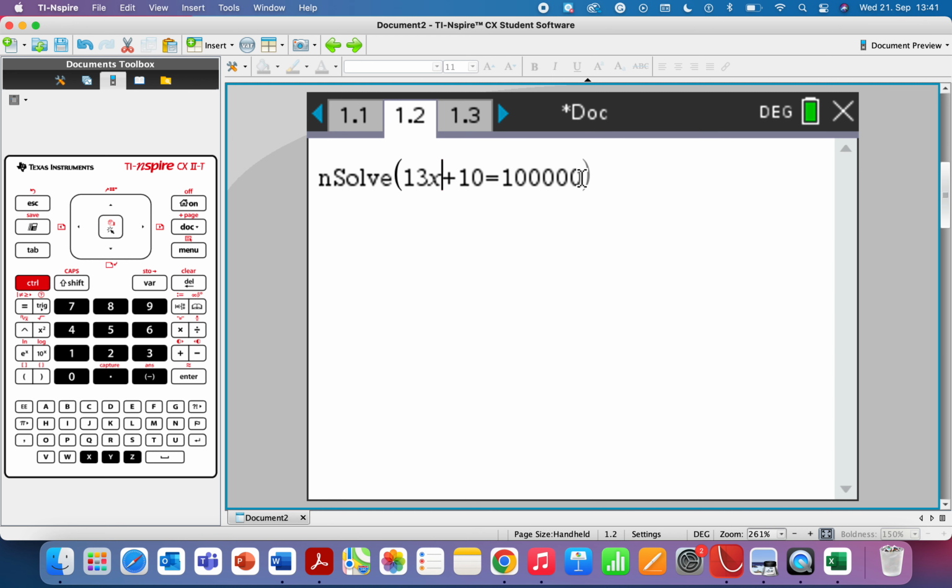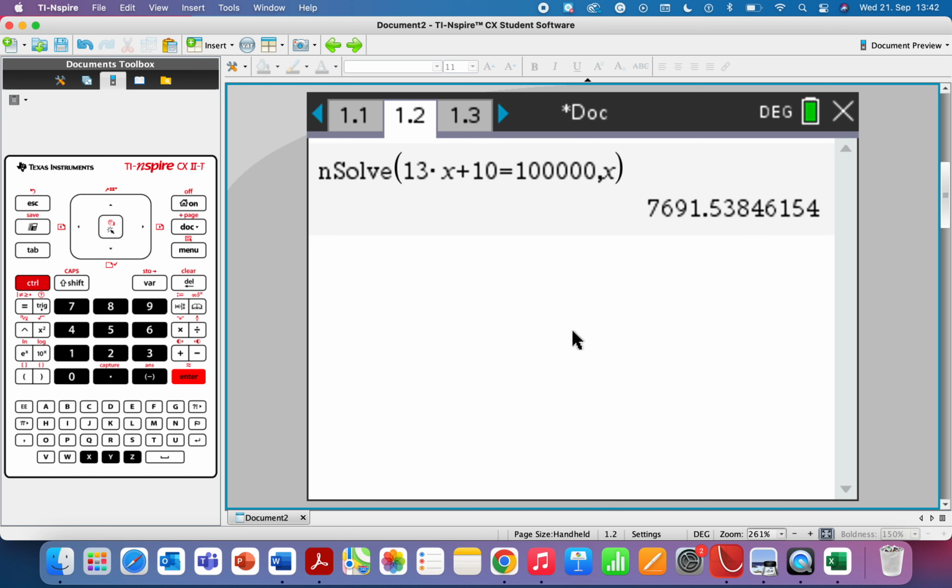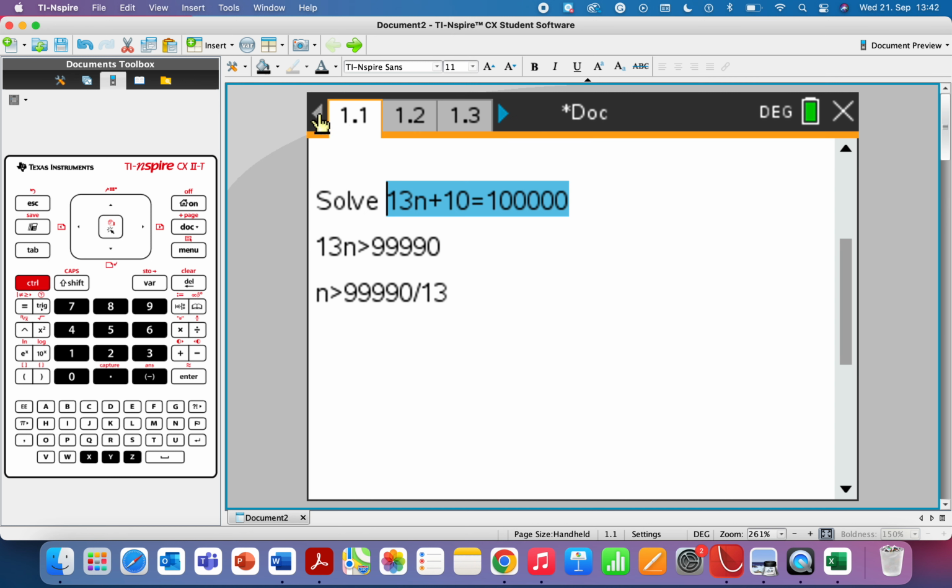So I want to solve this equation, but then I need to press comma and write down the variable I'm solving for. Brilliant. So 7,691.5 terms are needed to get me to 100,000. So basically 7,691 will get me just below 100,000. 7,692 will get me just bigger than 100,000. Okay, so that's the first one done.